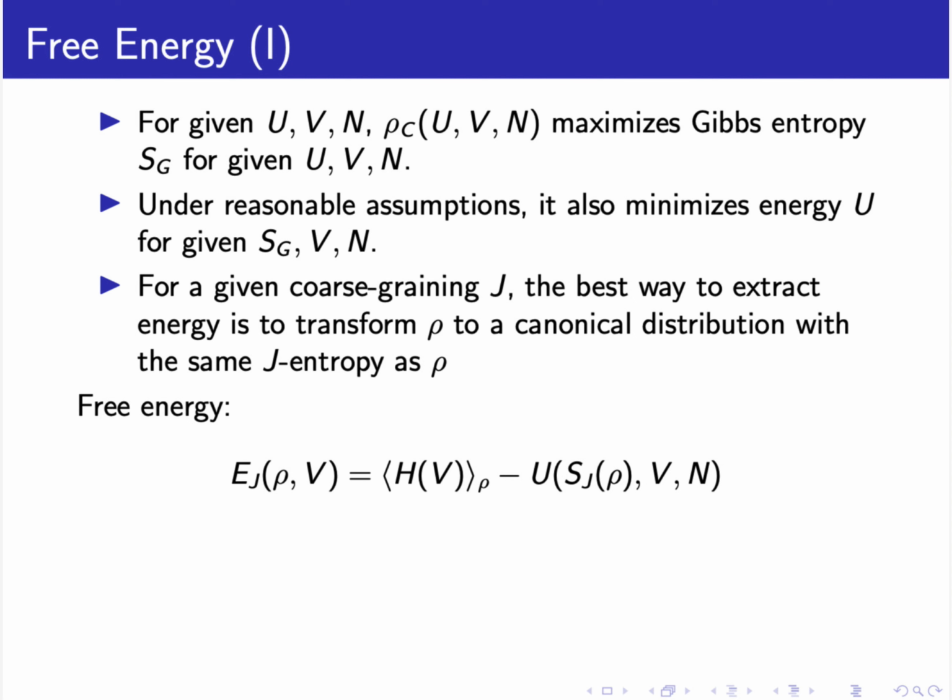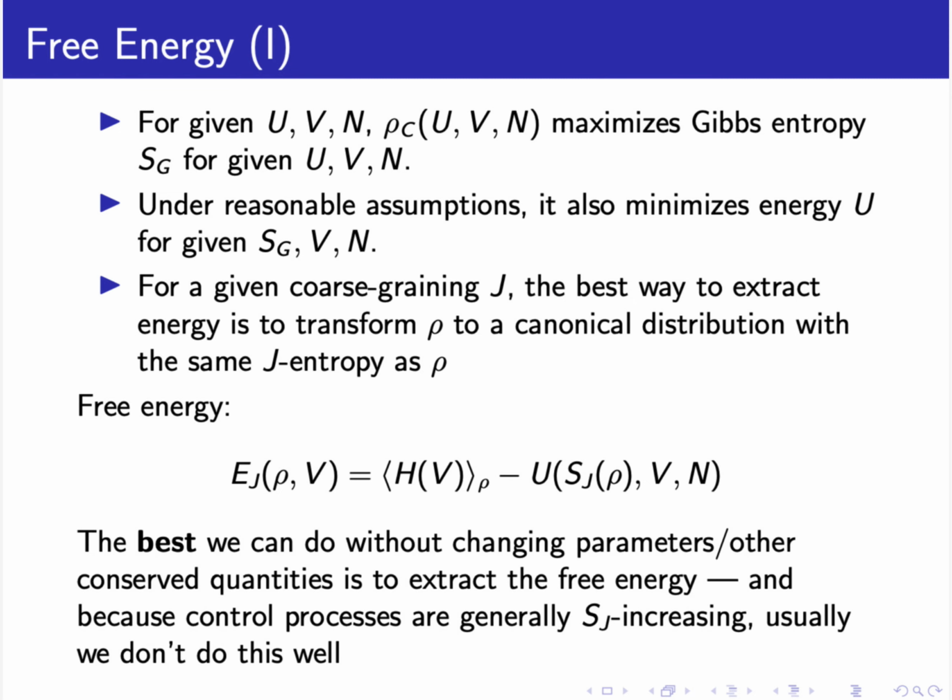The free energy is the difference between the amount of energy I've actually got and the least energy I can have, which is to say the free energy is the upper limit of how much energy I can get out by manipulating the system with transformations compatible with the coarse-graining. So that's the best we can do. We'll never get out more.